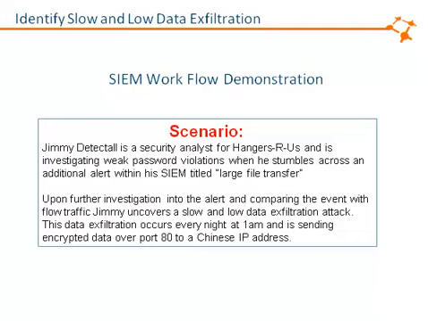And he's investigating weak password violations when he stumbles across an additional alert within his SIEM titled large file transfer. Upon further inspection of the alert and comparing the event with the flow traffic, Jimmy, because he's high speed, uncovers a slow and low data exfiltration attack. This data exfiltration occurs every night at 1 a.m. and is sending encrypted data over port 80 to a Chinese IP address. I'm going to show you what this would look like to Jimmy as he's doing this investigation.